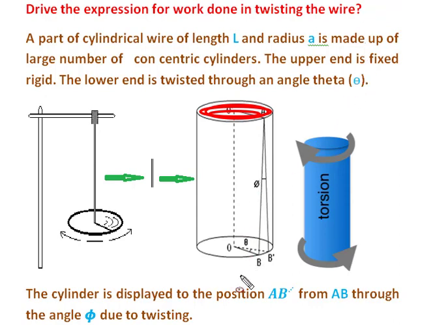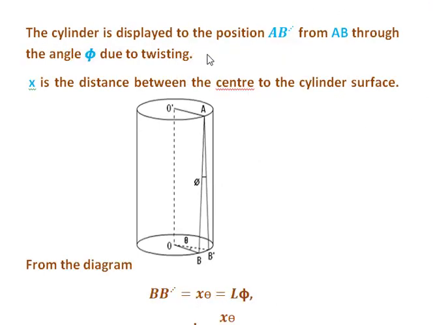The cylinder is displaced when it is twisted. See here, it is A, it is B. So AB is shifted to AB dash. The deviation angle is phi here. So now the cylinder is displaced to the position AB dash from AB.